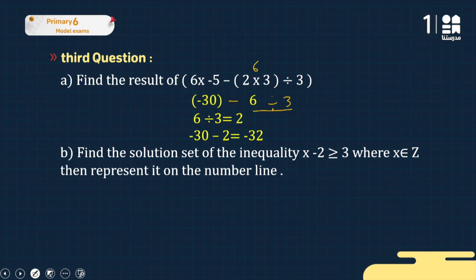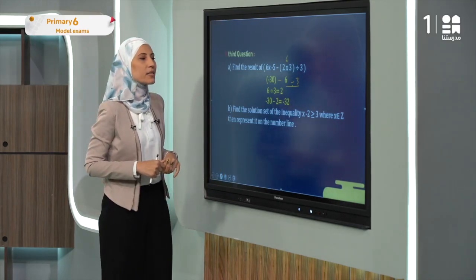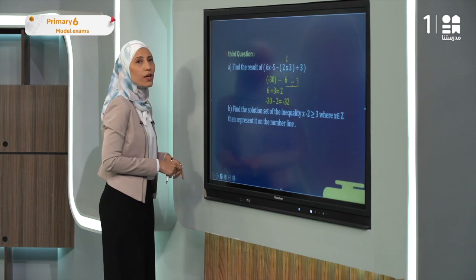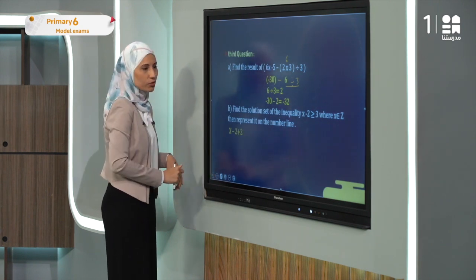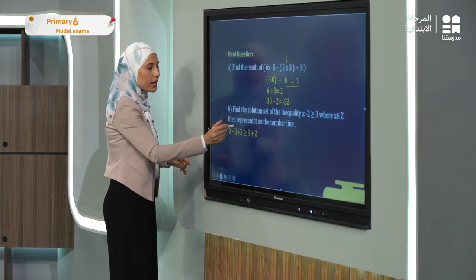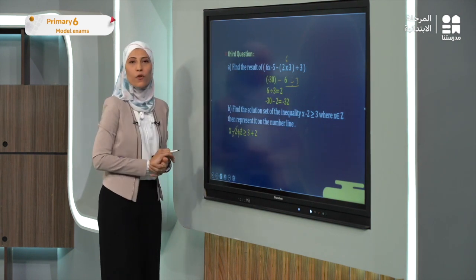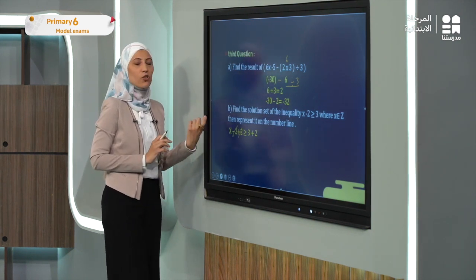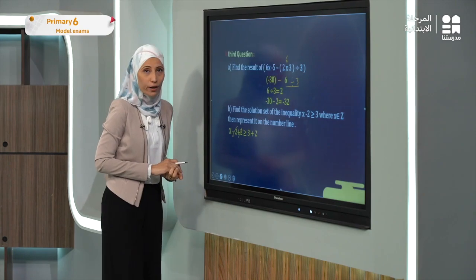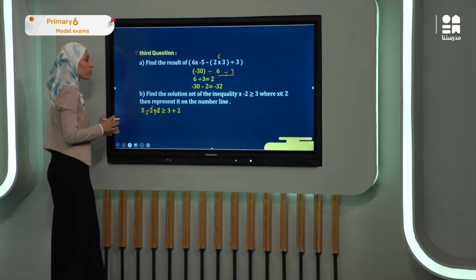I am supposed to add 2 to both sides to find the value of x. So it will be x minus 2 plus 2 greater than or equal to 3 plus 2. Then minus 2 plus 2 simplify together. It will be x greater than or equal to 5. So x greater than or equal to 5.